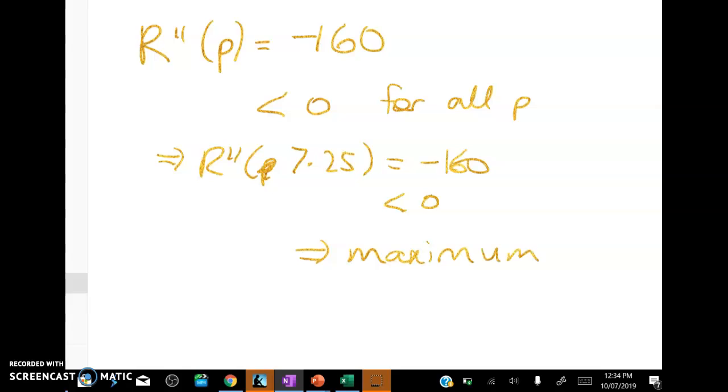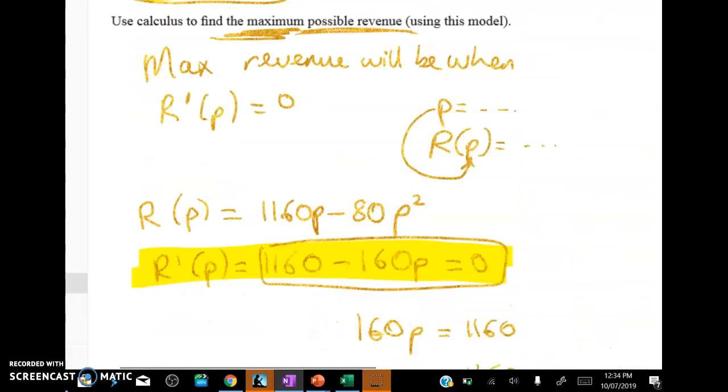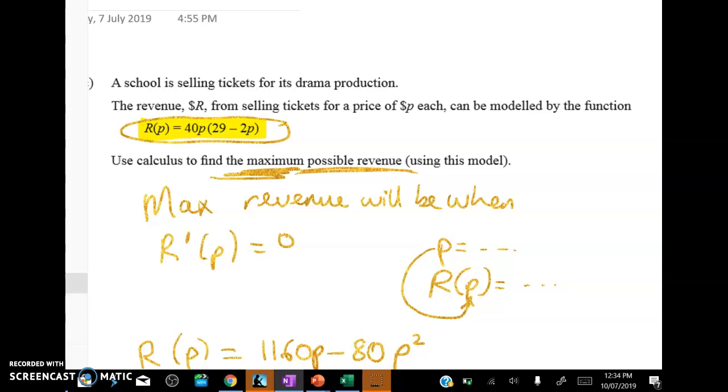But as I said, you weren't asked to do that, but that's one of the ways you could do that. Remember, if you've watched the earlier video from question 2, I think it was 2D or 2E, there are 3 ways to justify why something is a maximum or a minimum. And the second derivative test is one of them.